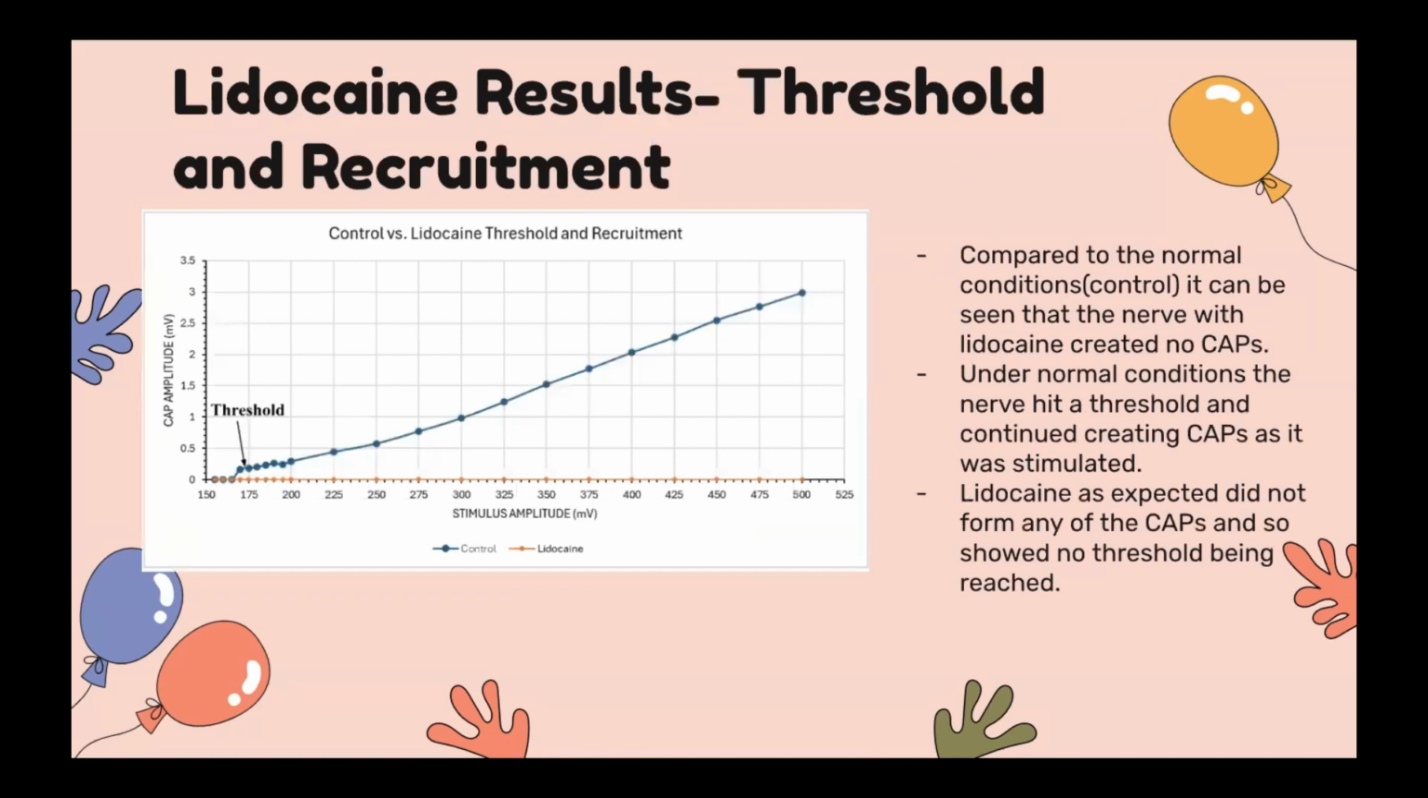For lidocaine, the results for threshold, it can be shown that there were no caps being formed, as expected. And because of this, there was no way that a threshold or a max cap could be identified like it would be in normal conditions.